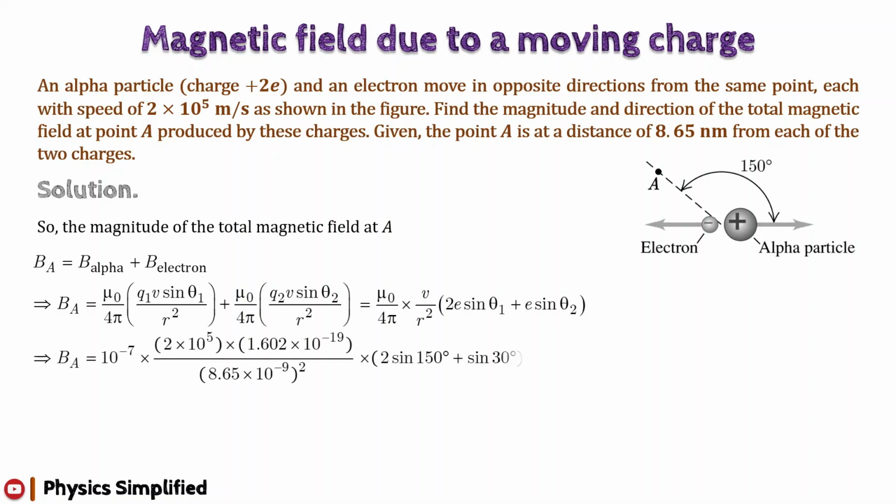After simplifying the calculation, we get B_A is equal to 6.423 × 10^-5 tesla. As we have already determined, the direction of the net magnetic field at point A points out of the paper, hence the final result is as follows. The magnitude of the total magnetic field at point A produced by the oppositely moving alpha particle and the electron is equal to 6.423 × 10^-5 tesla, and it is directed out of the paper. It is denoted by the symbol encircled dot.